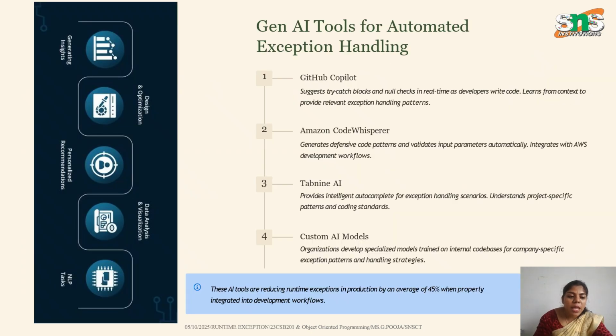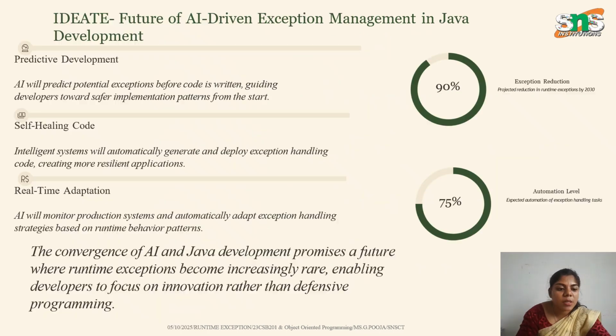Some widely used AI tools for exception prevention include GitHub Copilot, Amazon CodeWhisperer, and Tabnine, which offer intelligent autocomplete for exception handling patterns. Some organizations even train custom AI models on their internal code bases to handle project-specific issues. When integrated properly, these tools reduce runtime exceptions by almost 45% in production systems.